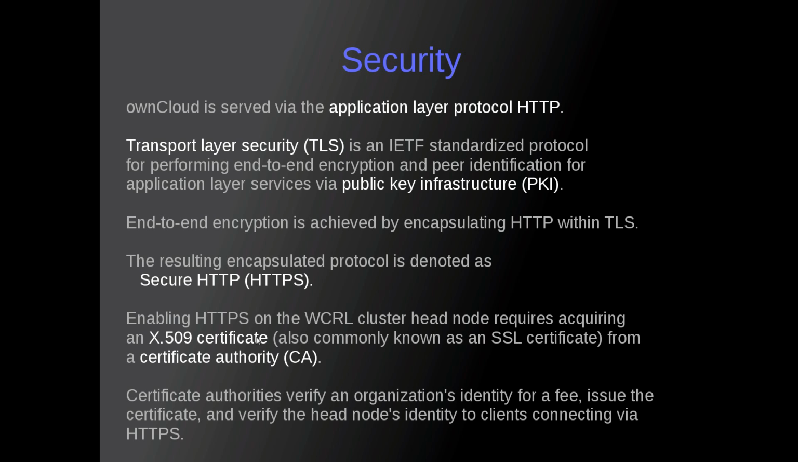In order to enable HTTPS on the WCRL cluster, the head node requires acquiring an X509 certificate, which is also commonly known as an SSL certificate, from a certificate authority. Certificate authorities verify the identity of an organization for a fee, issue a certificate, and verify the head node's identity to clients which connect via HTTPS.